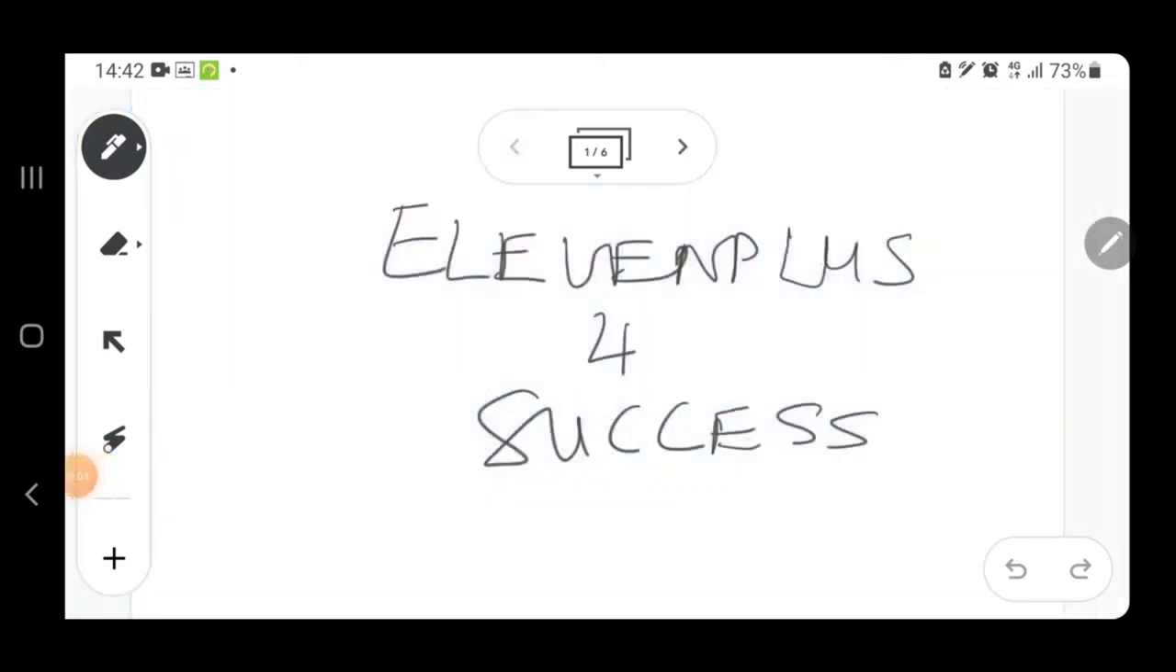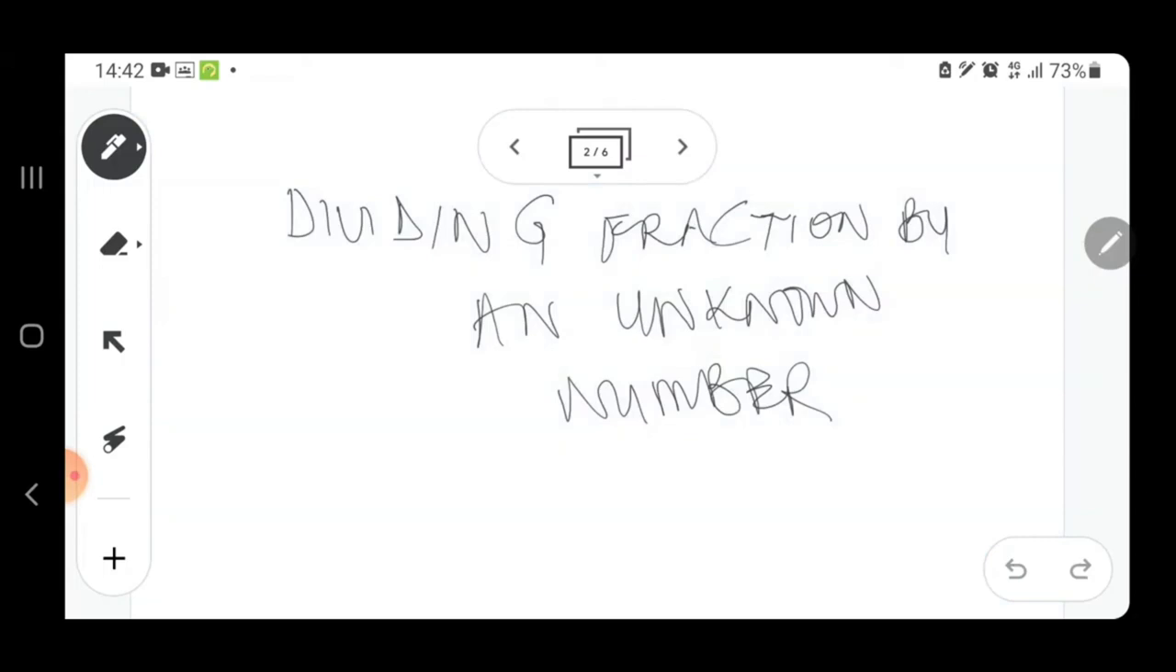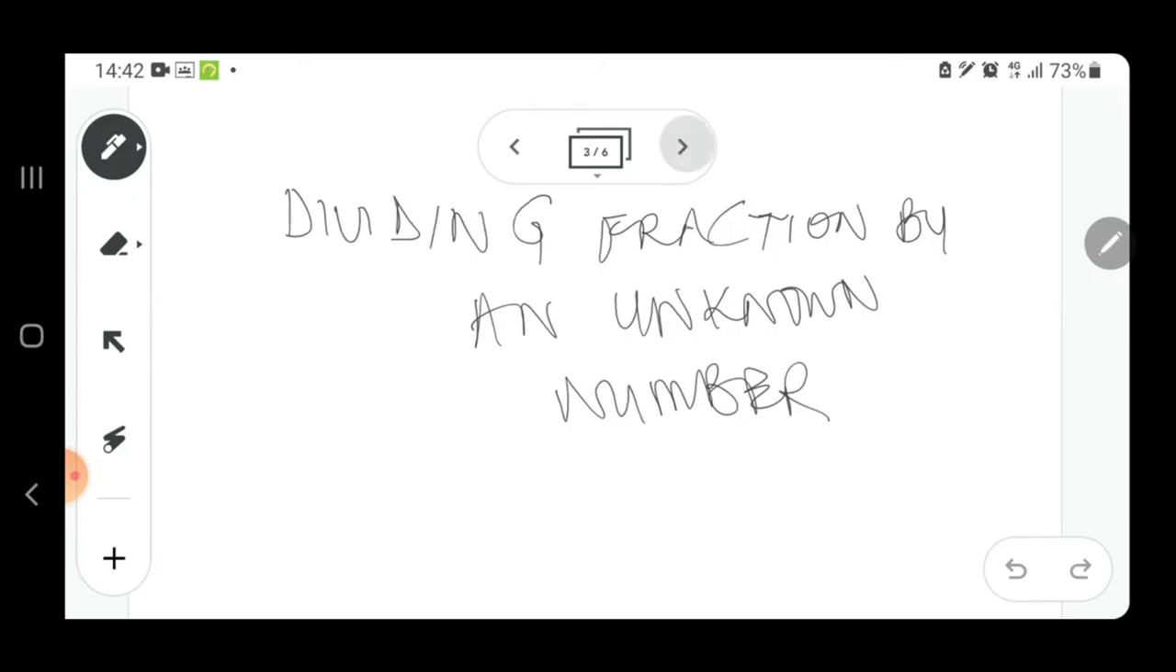Hello everyone, welcome to 11 Plus for Success, and today we are going to be working on dividing a fraction by an unknown number. Dividing a fraction by an unknown number.